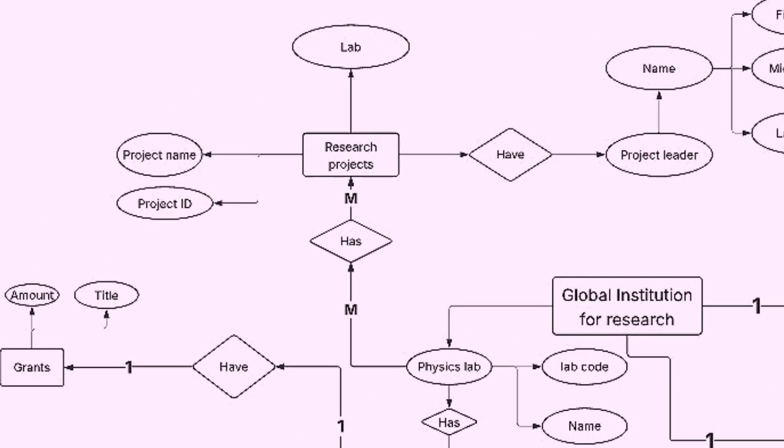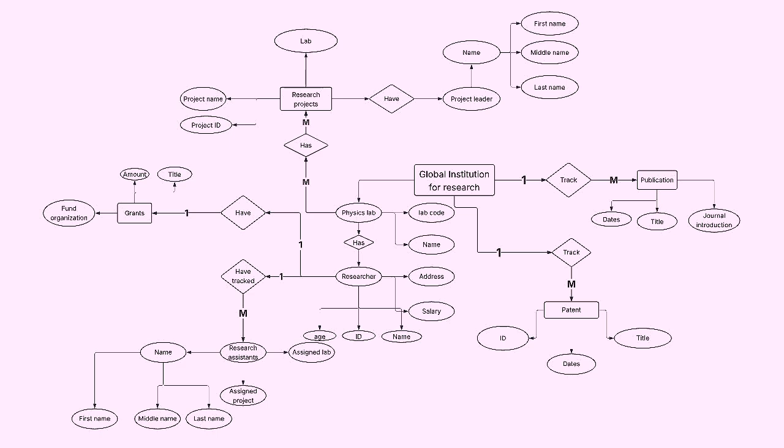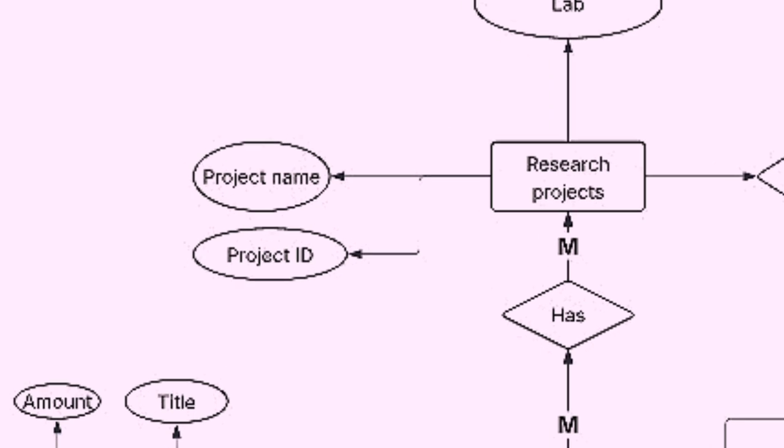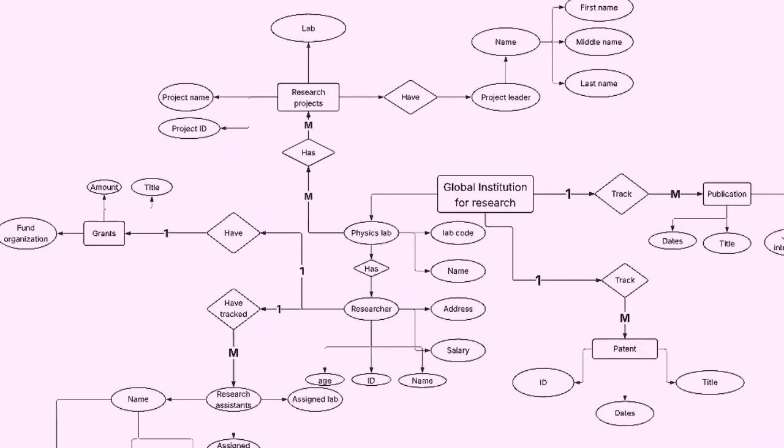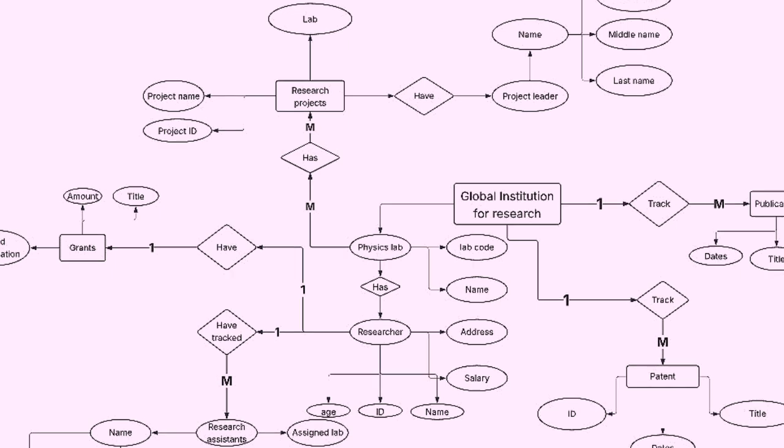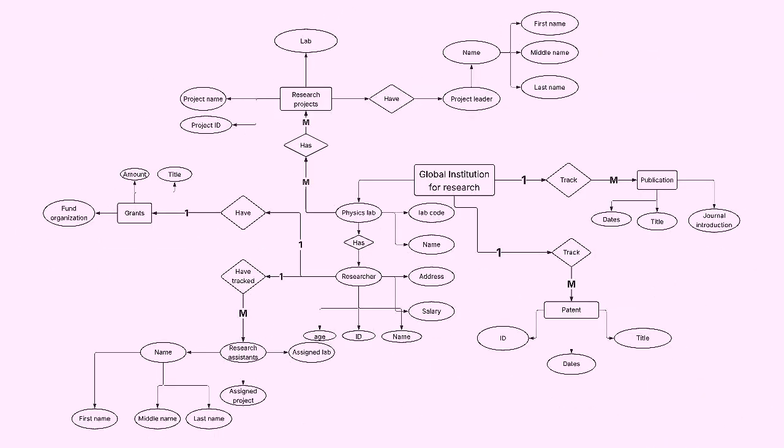Fourthly, research projects. The labs here run multiple research projects, which are identified by a unique project ID and a project name. Every project is linked to a designated lab and has a project leader who is also a researcher. One important aspect here is that projects can span multiple labs, making collaboration across divisions possible and feasible.